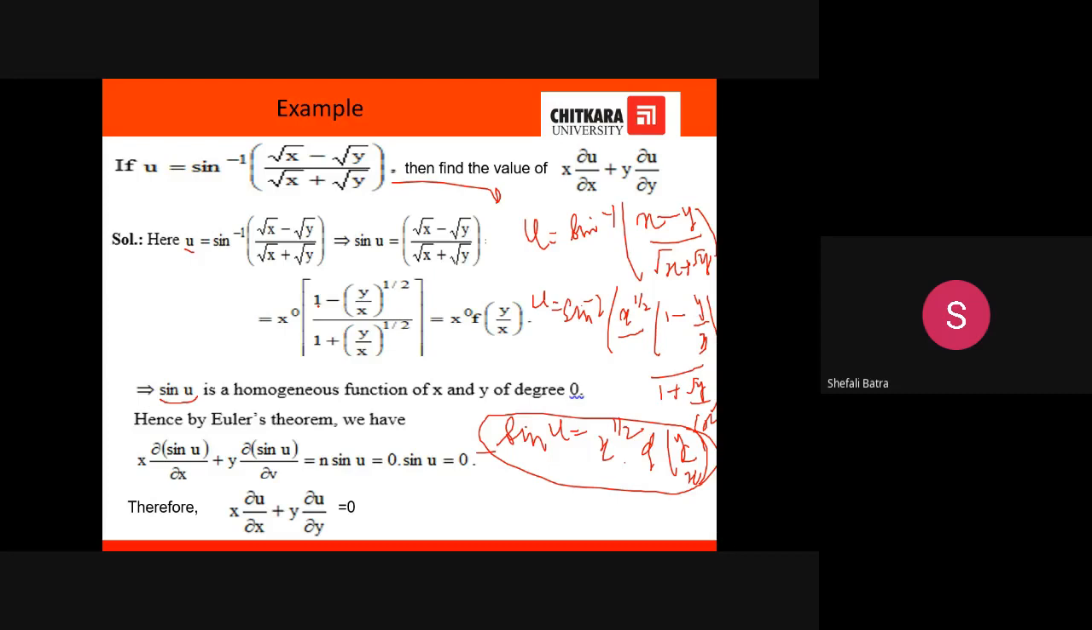So it depends upon how you are considering it, but keep this in mind: you will apply Euler's theorem only on a homogeneous function. If you are saying u is a homogeneous function, then you apply it on u. If you are saying sine u is a homogeneous function, then you will apply Euler's theorem on sine u. Is it clear? Is it clear, beta? Yes, ma'am.